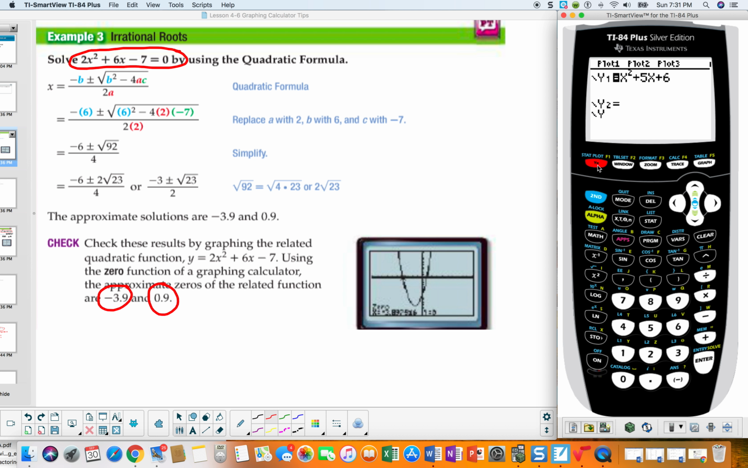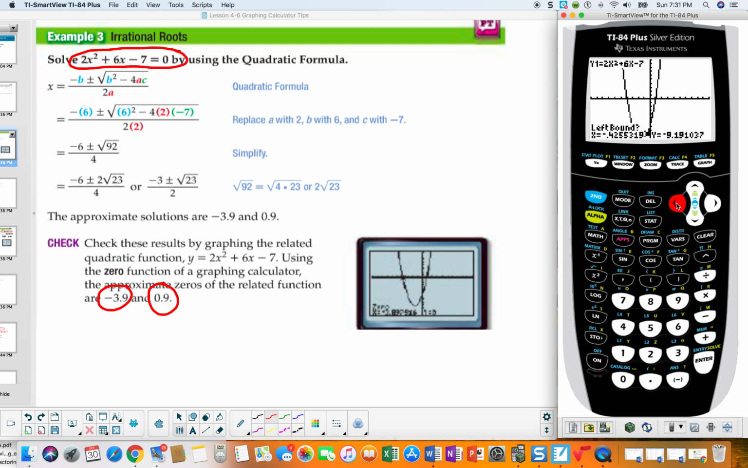So let's go to y equals, and we're going to clear this, and I'm going to put in the parabola 2x squared plus 6x minus 7. I'm going to press zoom standard, which is 6. I can see that it's hard to read there, it's a little off. So I'm going to press second calculate, and I want to find a 0. That's where it crosses the x-axis.